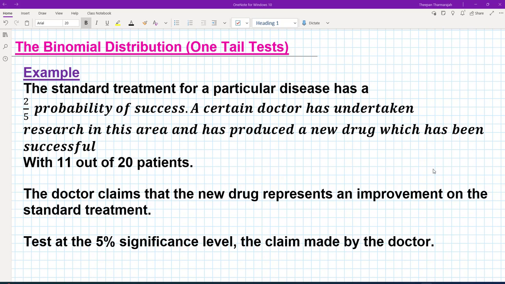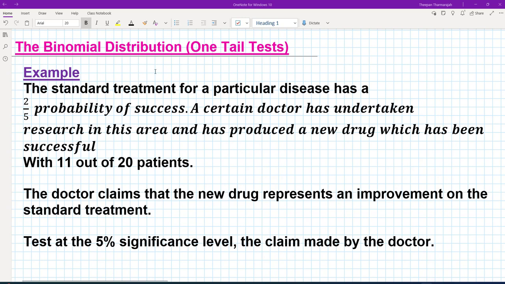In this video involving the binomial distribution, we're going to look at one-tailed tests. So let's take an example. The standard treatment for a particular disease has a 2/5 probability of success. A certain doctor has undertaken research in this area and has produced a new drug which has been successful with 11 out of 20 patients. The doctor claims that the new drug represents an improvement on the standard treatment. Test at the 5% significance level the claim made by the doctor.